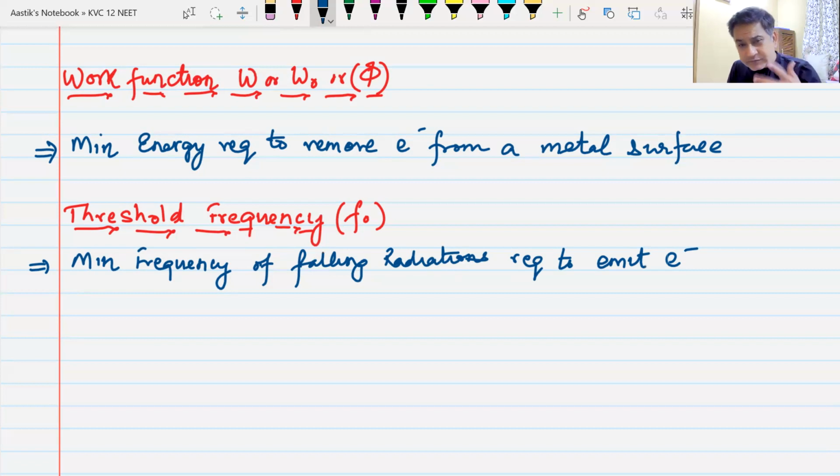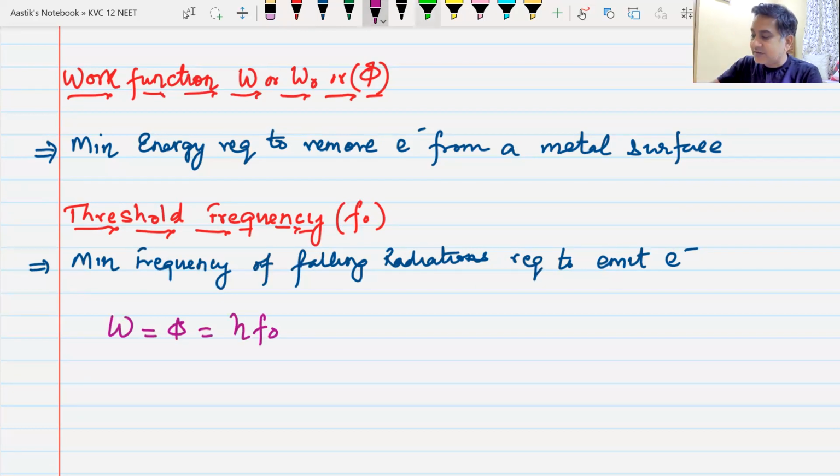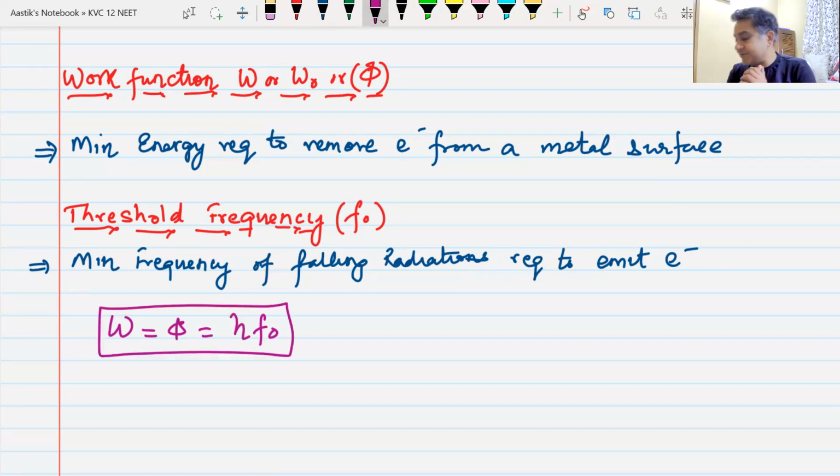What is the minimum frequency you require? Then you can relate the work function with the threshold frequency. What will be the relation between work function and threshold frequency? Anyone? Work function W or phi will be equal to h multiplied by f naught. This is the first formula that you must remember in this particular chapter.